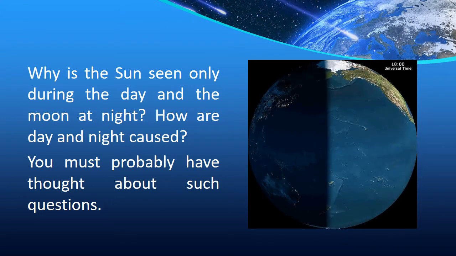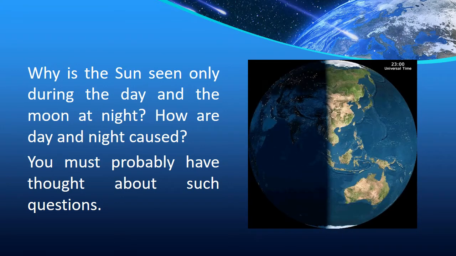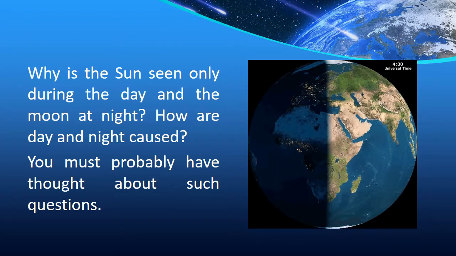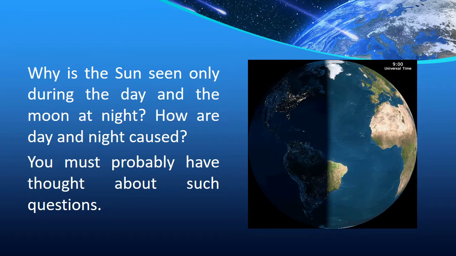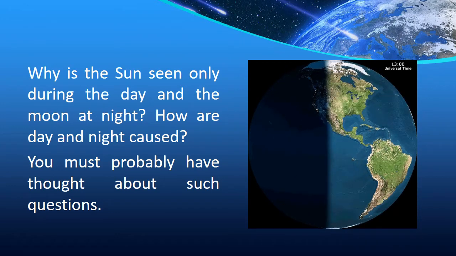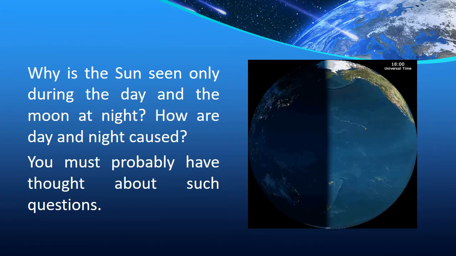You can see this in the picture. As the earth is rotating, the universal time is given. The region which is facing the sun gets that time. And based on its location, there are plus or minus hours according to the universal time.